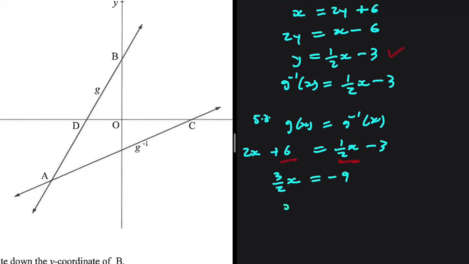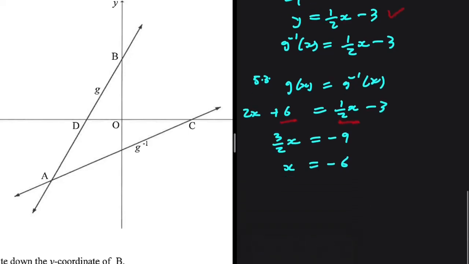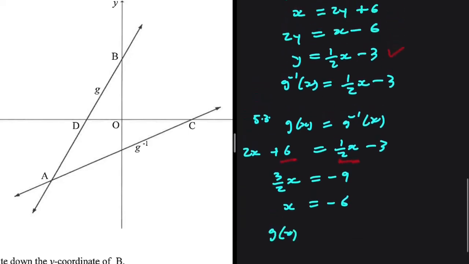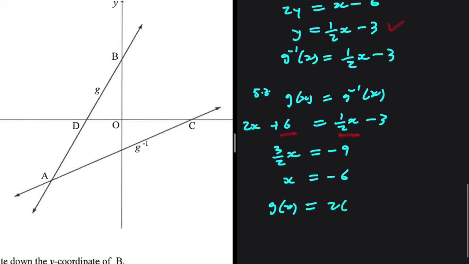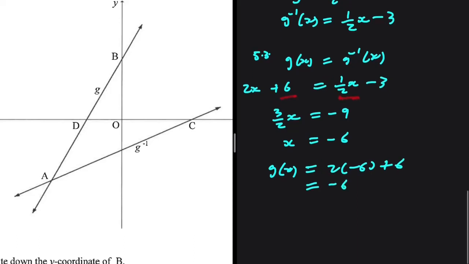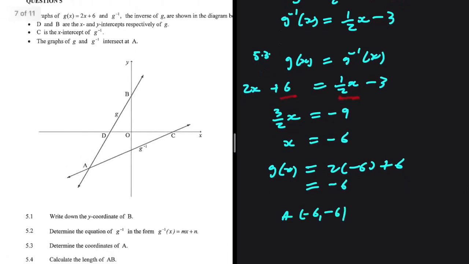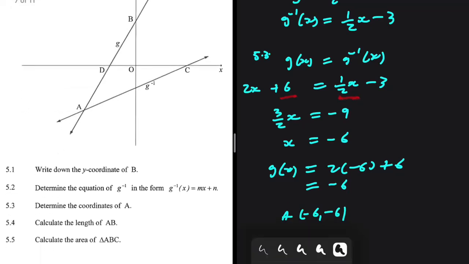Now what I have to do is divide both sides by 3 divided by 2. If I do that, I get x equal to minus 6. So that is the x value at A. Now I just have to substitute x equals minus 6 into g of x, or g inverse. If I substitute it into g of x, I'm going to get 2 multiplied by minus 6 plus 6. So 2 multiplied by minus 6, that is minus 12. Minus 12 plus 6 is minus 6. So the coordinates of A is minus 6 and minus 6. That is 5.3. Quite easy to compute.